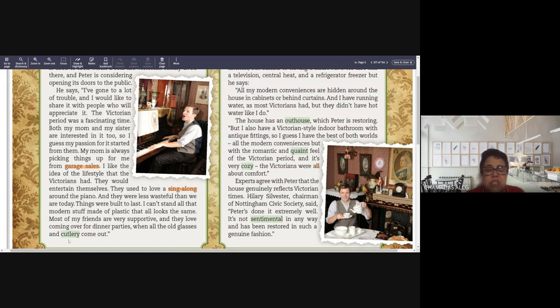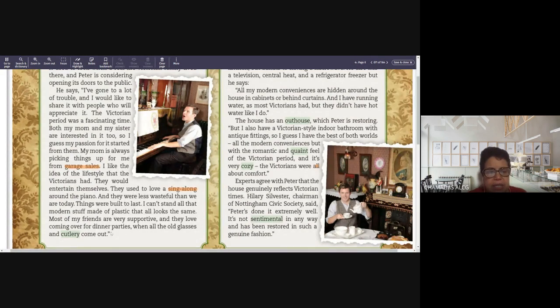Cutlery is the collection of forks, knives. It's the collective noun to talk about all the things you use to eat something. Here in Portuguese, we call that faqueiro, okay? So here in English, cutlery.